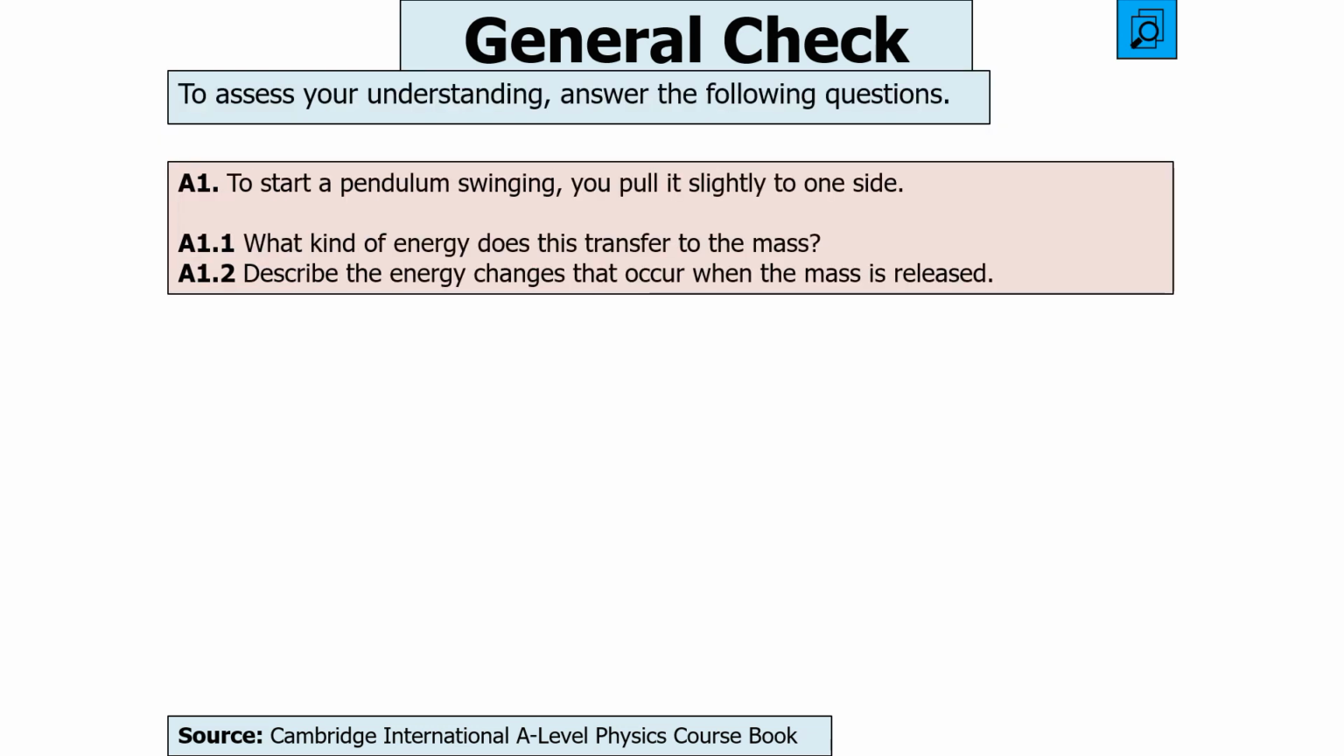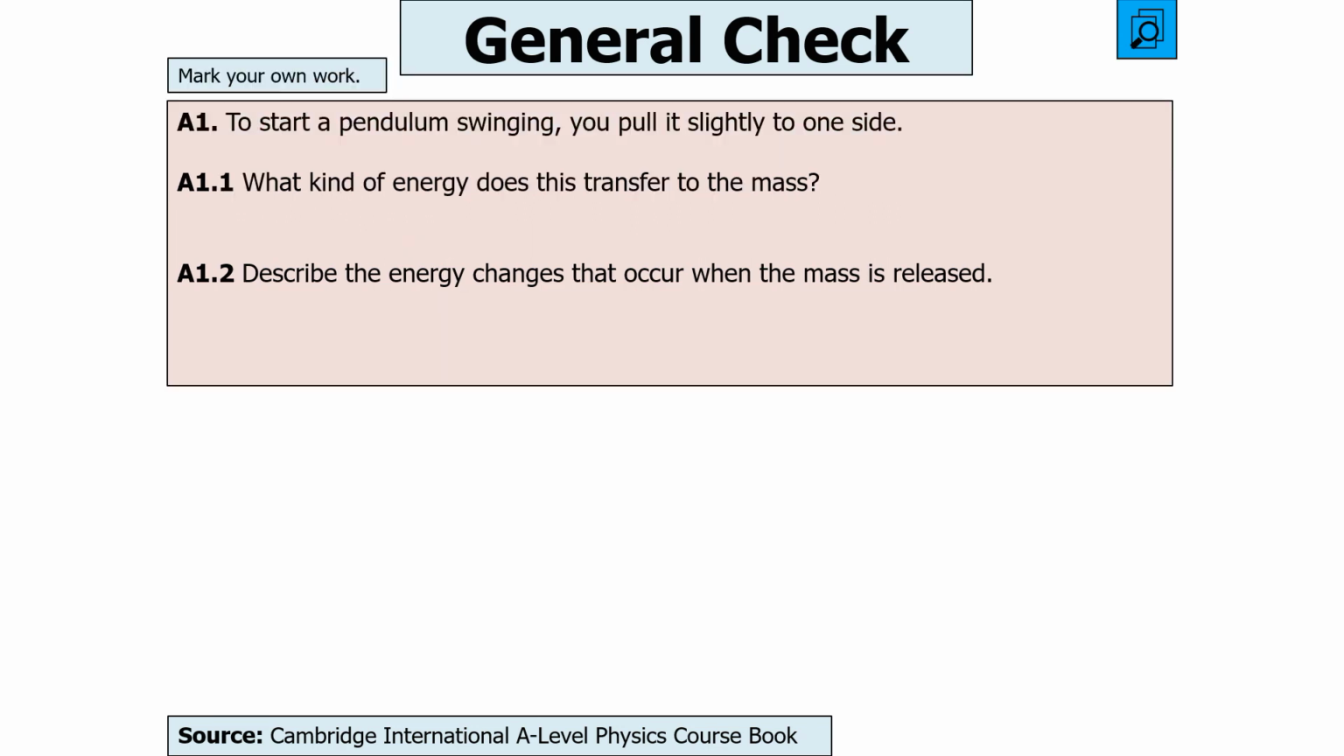The next question says, to start a pendulum swinging, you pull it slightly to one side. What kind of energy does this transfer to the mass? And then describe the energy changes that occur when the mass is released. So pause the video now, then unpause the video when you want to go through your answer.